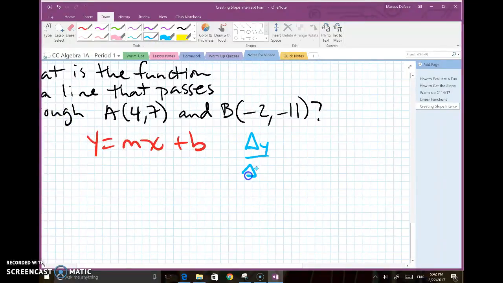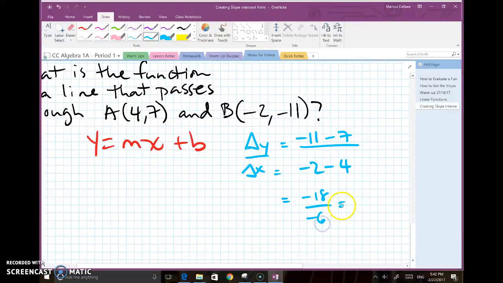Change in y over the change in x. So again, pick a direction to go in. I'll start with -11 and change that into a 7. And then that means I start with -2, which changes into a 4. The -11 minus 7 is -18, and the -2 minus 4 is -6, which then becomes a +3. So now I know my slope is 3.